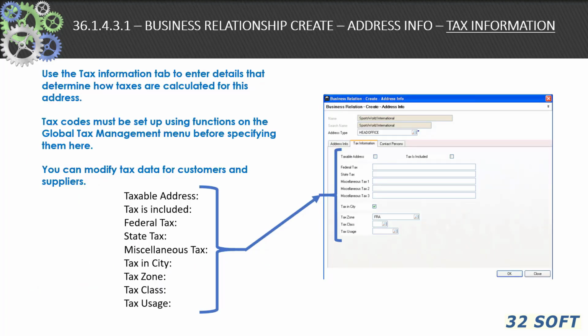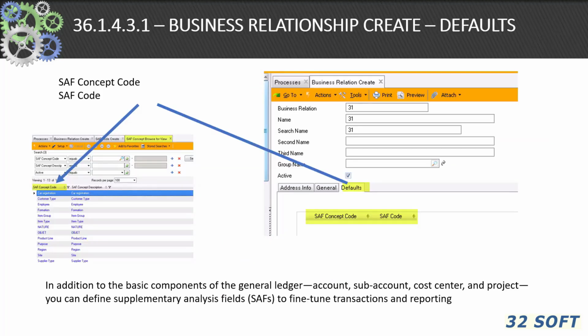The 36.1.4.3.1 tax information on the address tab allows you to set tax information for this business relationship in terms of tax zones, tax class, tax usage. For those of you familiar with the global tax management frame, you can get access to that user definition for those tax elements.